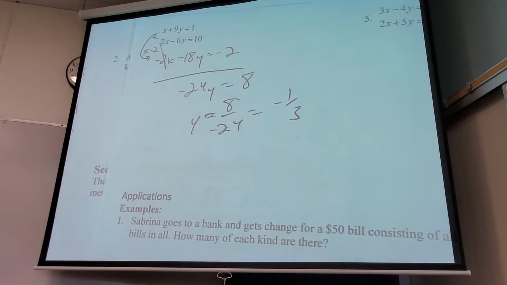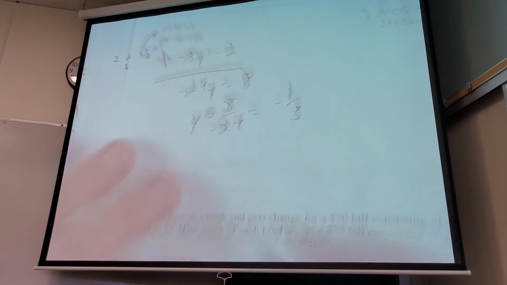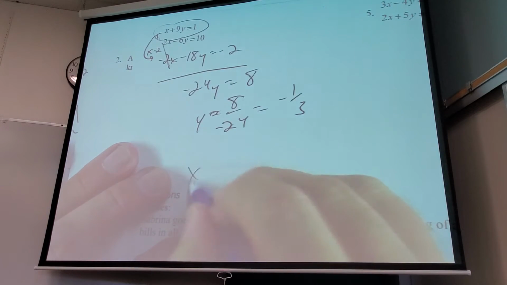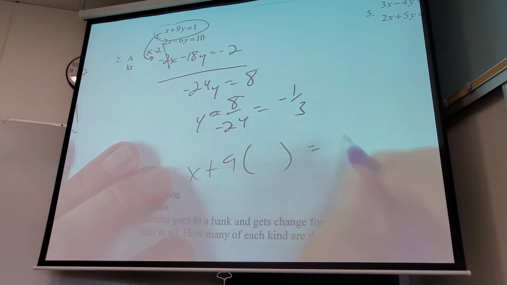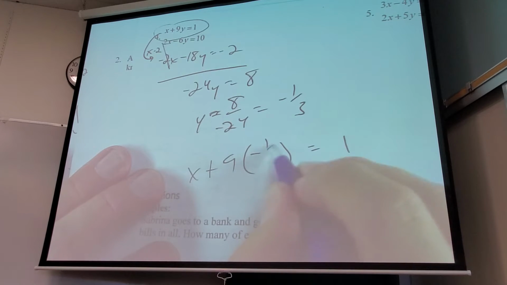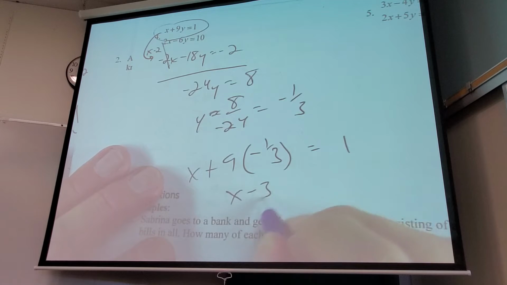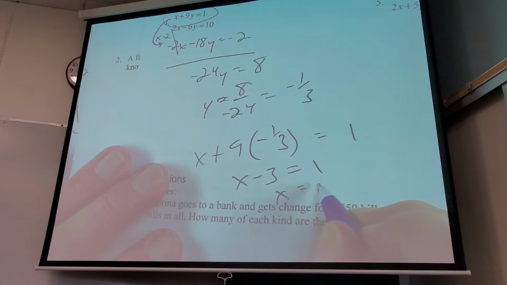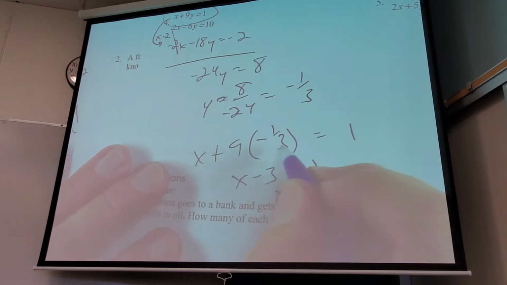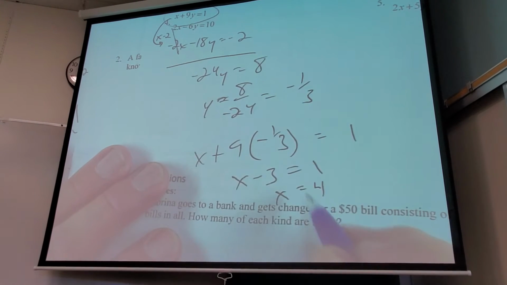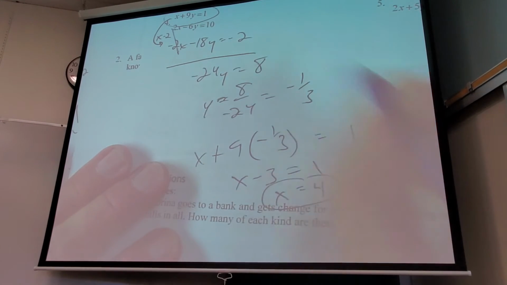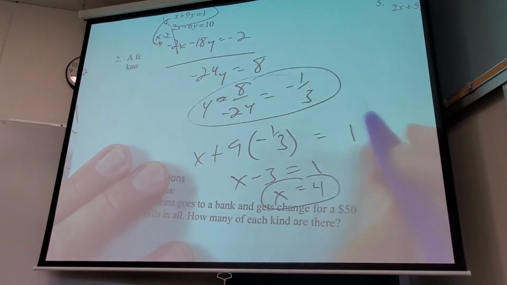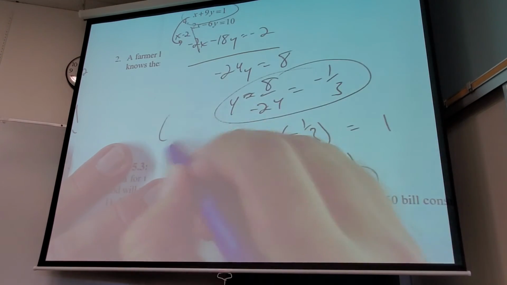So let's do that first one, I think. All right, we'll take the first one. x plus 9 times y, but what's y? -1/3. So I get x minus 3 equals 1. So I get x is 4. Is everybody cool with that? You see the 3 went into 9. So the point is (4, -1/3). I like it. So you could leave it like this, or you could write it like this.